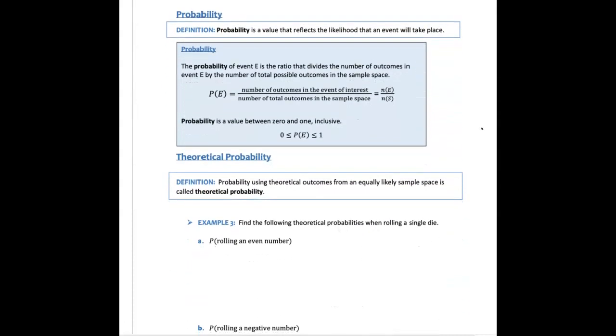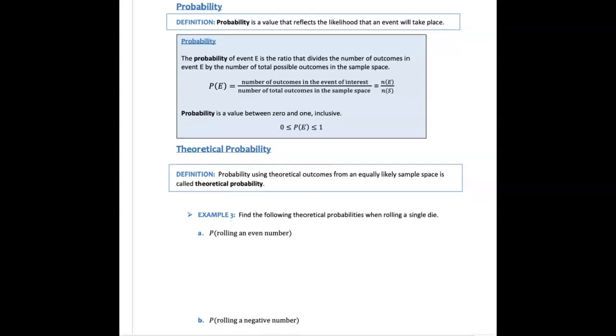So probability is the value that reflects the likelihood that an event will take place. So the probability of event E is simply the ratio of the number of outcomes in event E to the total number of outcomes in the sample space. Probability is a value between 0 and 1 inclusive, meaning the probability of an event could be 0 or could be 1.